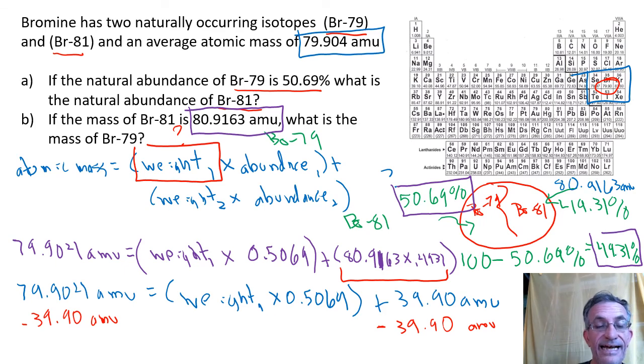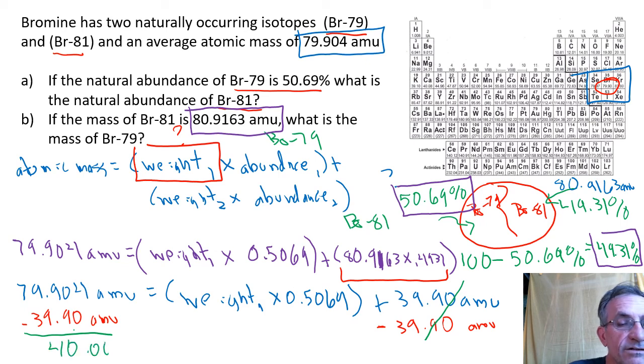So if I work it out, and gosh, I'm starting to run out of room. So this is going to cancel out. I think I can fit this step here, and then I might have to erase a little bit. So then what I would end up with, I have to do that to the left. So 79.904 minus the 39. Oh, yeah, that works out to be 40.004 AMU.